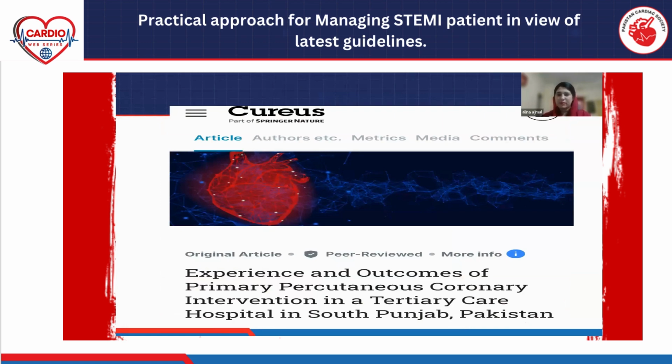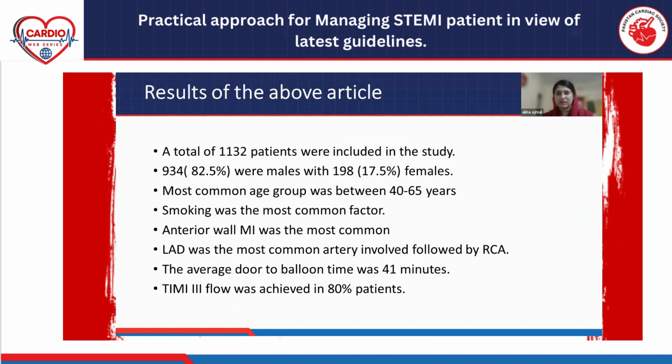This was my last scenario, and I would like to share an article from the Cureus Journal. This was published from the CPIC Institute of Cardiology, and it shows the experience and outcomes of primary PCI in a tertiary care hospital in South Punjab, Pakistan. This was original research conducted at CPIC Multan. It was important to share, to tell you how much South Punjab is affected by this disease, what the rationales are, and what the categories involved are.